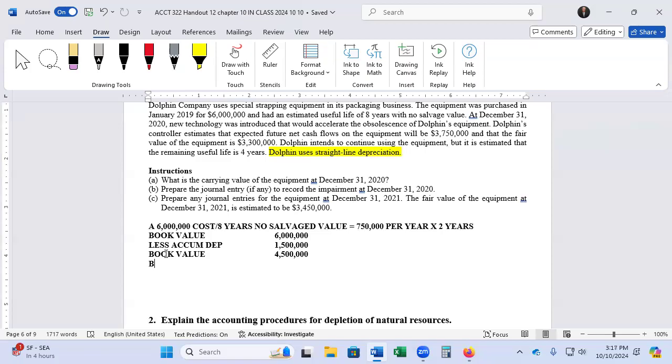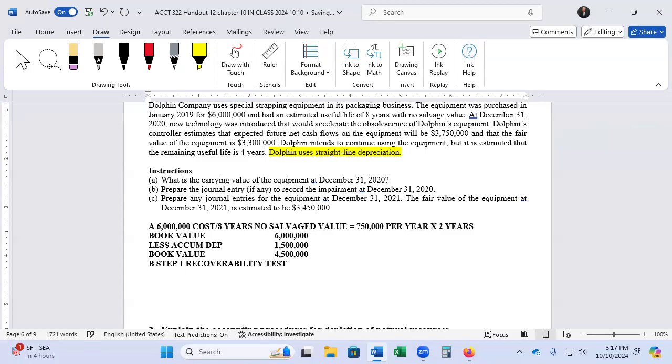Okay, so let's take a look at part B. So we have our book value. So now we need to do step one, recoverability. And we have future cash flows that we expect for 3,750,000. Our book value is less than future cash flows. So it's impaired.